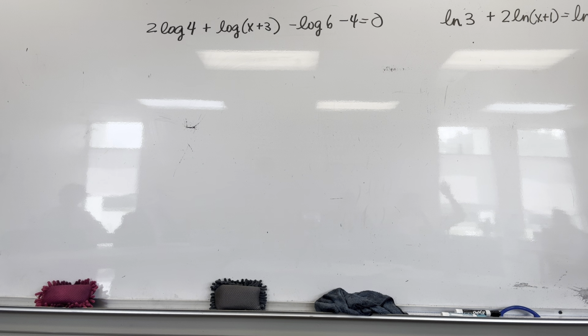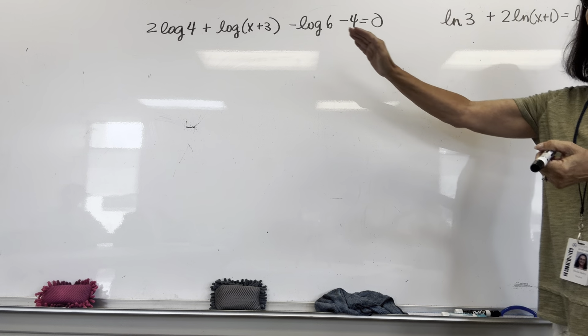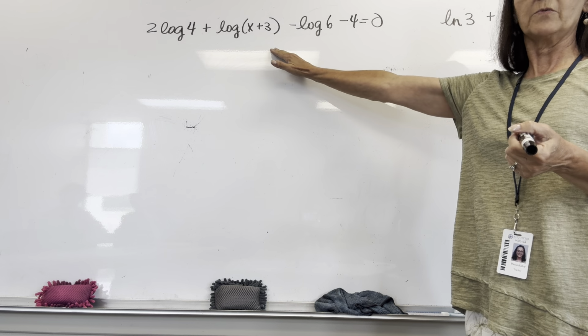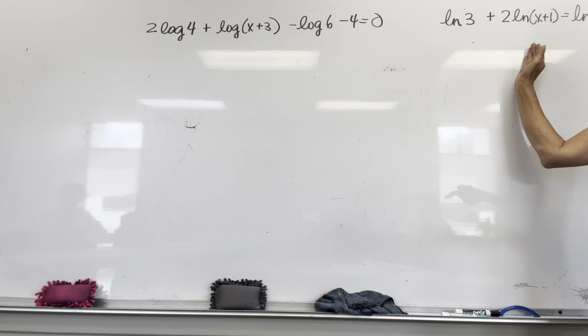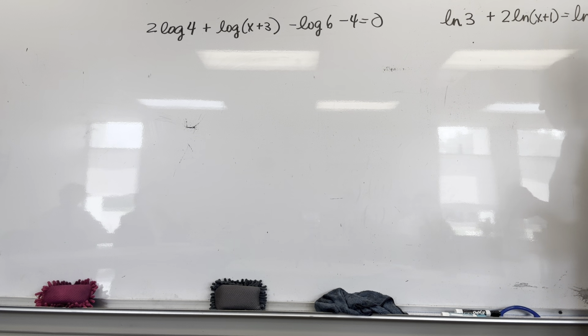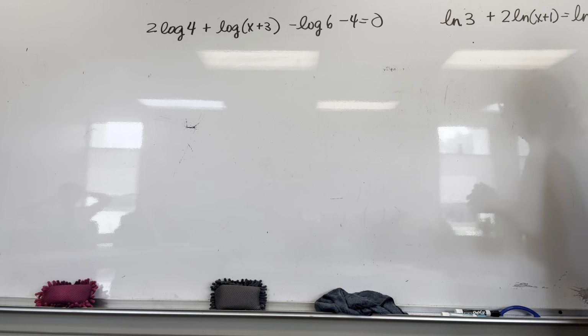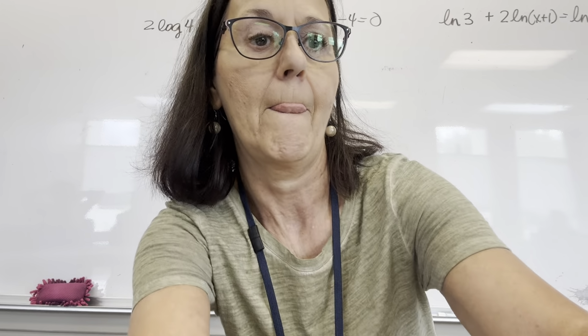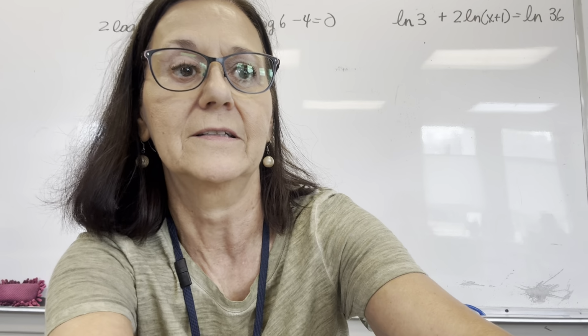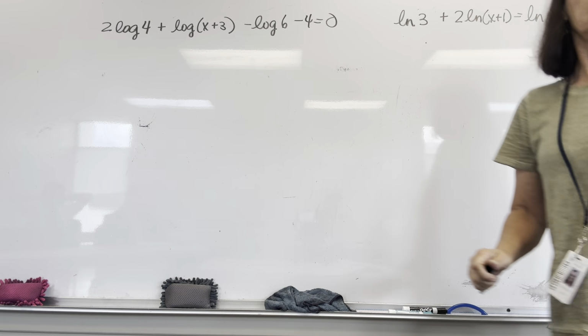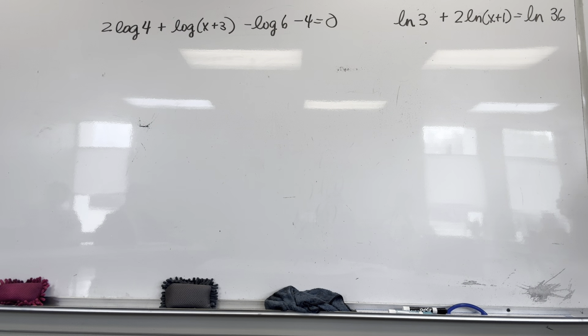Okay, what's the difference? Yes, David. One's natural logs. Okay, that's one difference. Natural logs, logs. The base for this one is? N. The base for this one is? E. Okay, there's another difference. What's the one significant difference? One equals zero, and one equals a log. Oh, you can drop the L.